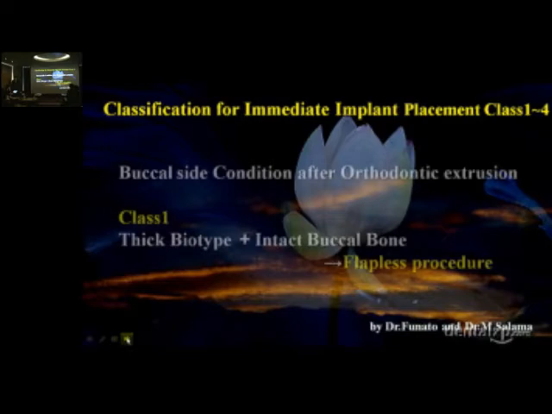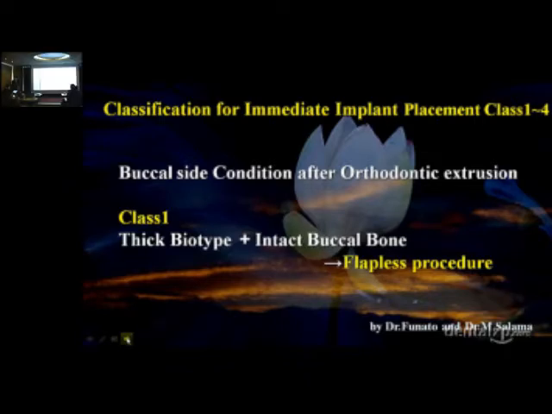I would like to introduce my and Dr. Morris' classification of immediate implant placement. First, we need to reconfirm whether the buccal bone is intact or not after orthodontic extrusion, using the bone sounding technique or CT scan. Class 1. If the buccal bone is intact and the biotype is thick, we can perform a flapless procedure for the immediate implant placement.